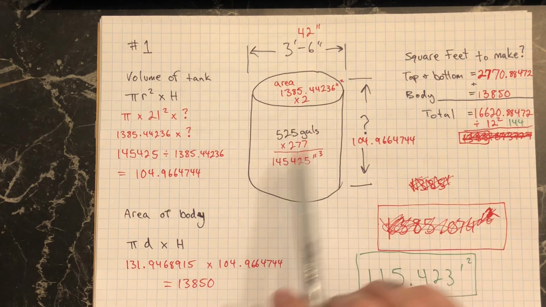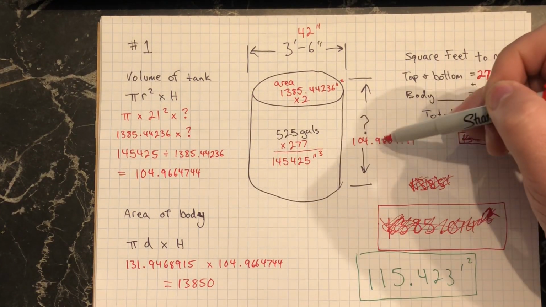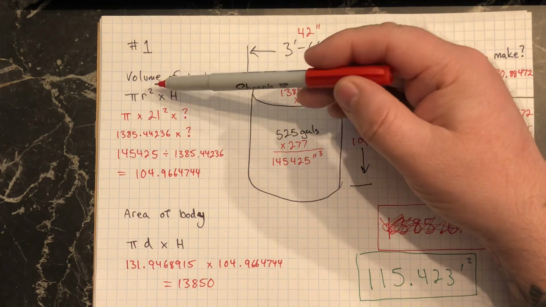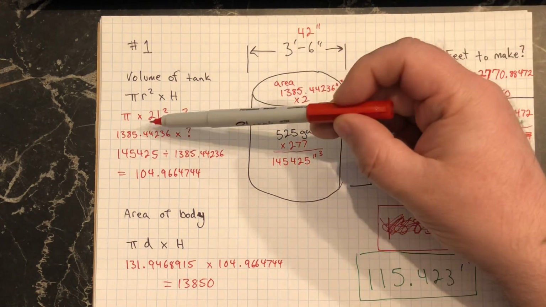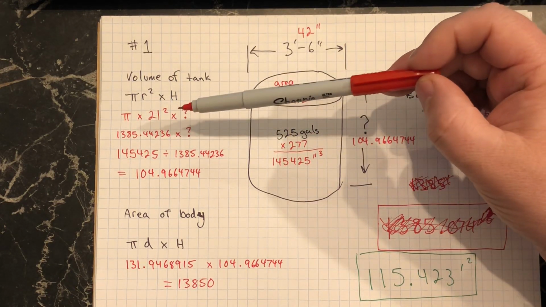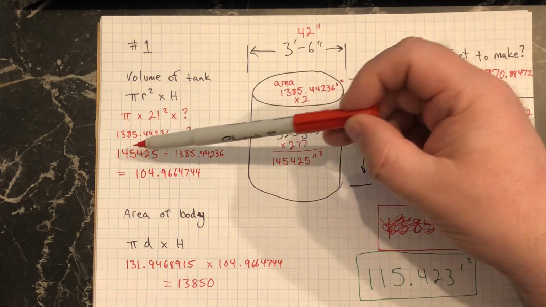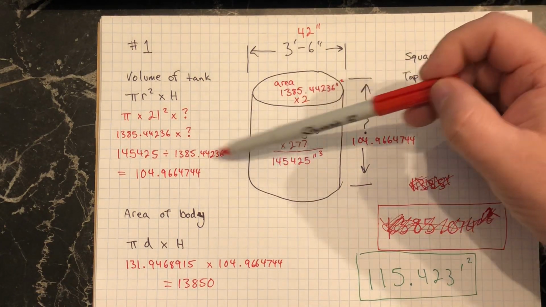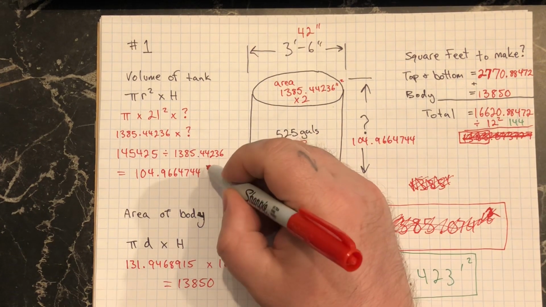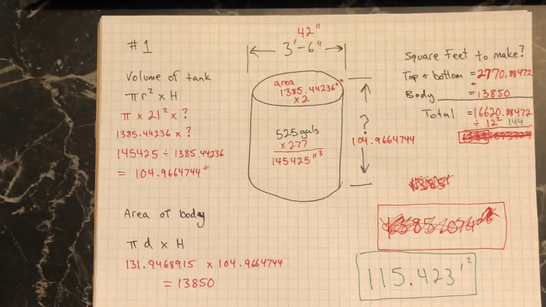Now the body is going to be the area of the body, so it's pi times diameter, which gives me the circumference of the circle, the stretch out, and then times the height. Sorry, I kind of jumped ahead here. We have to figure out the height. To do the total volume, it's pi r squared times height. So area times question mark is going to give me the volume. Because it's a linear equation, I can have the volume divided by the area of one end, and that's going to give me the height. So that's where I got 104.9664744 inches. That's the height here. You can see I put it there.